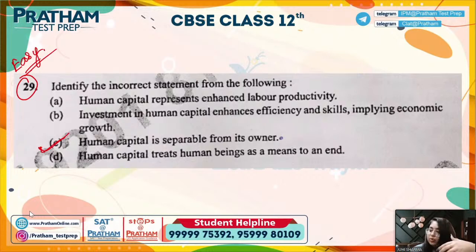As for the rest, human capital enhances labor productivity, which is true. Human capital enhances efficiency and skills, which is also true. Human capital treats human beings as a means to an end, which is also true. But option C is not true, that is actually incorrect. It's a pretty easy question, you must have gotten it right, right?